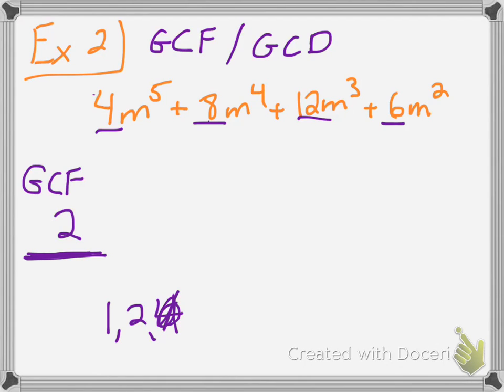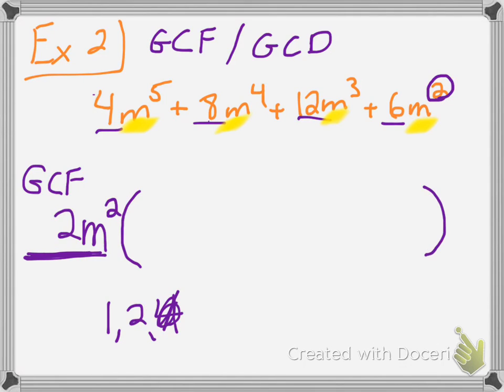The next thing is, what about the variables? You got to ask yourself, does each term have a variable in it? Yes, the variable's m. What is the smallest exponent on the variable? 2. That's the one that we factor out. The greatest common factor of your variables as far as exponents cannot be bigger than the smallest exponent. Alright? Now I found the greatest common factor.